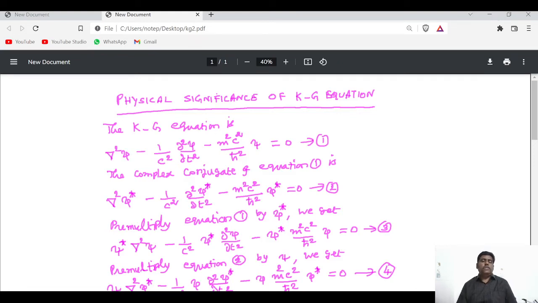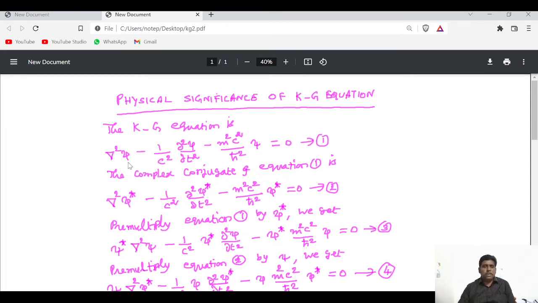In this presentation, we have to talk about the physical significance of the Klein-Gordon equation. For that, we have to start our journey with the KG equation: del square psi minus 1 by c square dou square psi by dou t square minus m square c square by h cross square into psi equal to 0. Now take the complex conjugate of equation 1.